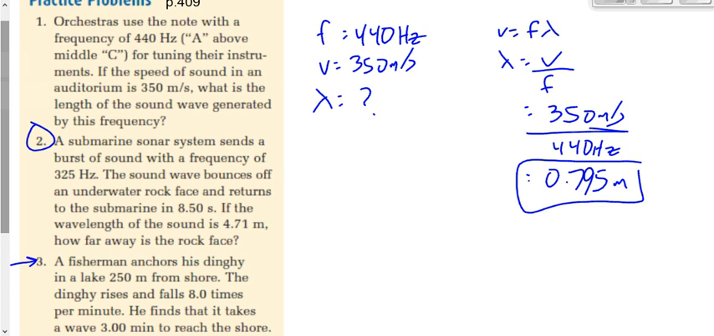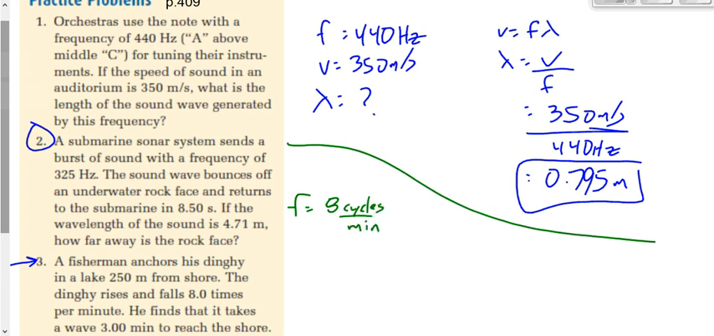Number 3. A fisherman anchors his dinghy in a lake 250 meters from the shore. The dinghy rises and falls 8 times per minute. What are they giving us there? Rises and falls 8 times per minute. Goes up and down. Ben? Yes, but probably better the frequency. If you wanted to find the period from this, you'd say 1 minute over 8 cycles. Probably better to get the frequency though, which we're going to say is 8 times per minute. What would the frequency in hertz be?